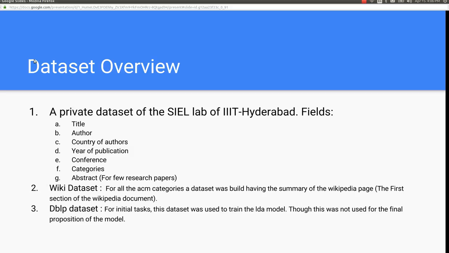The second dataset is called the wiki dataset, which was manufactured by us. Corresponding to each ACM category, we retrieved the Wikipedia page, and for that we took only the first section of it, as it contains the most important things, as in the abstract of the research paper. The third dataset is the DBLP dataset, which was used for the initial phases of the project and later discarded.